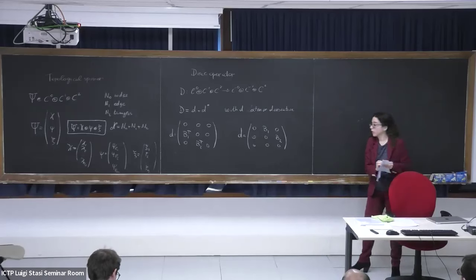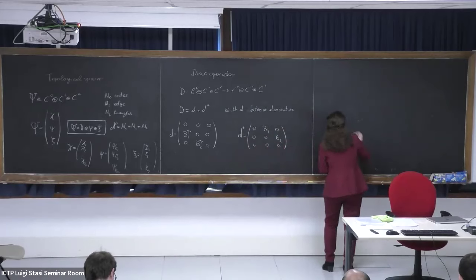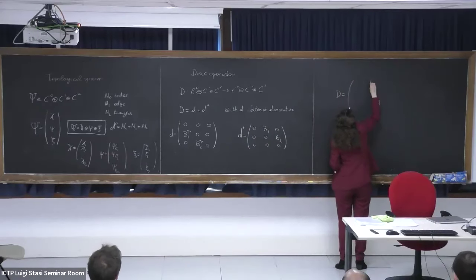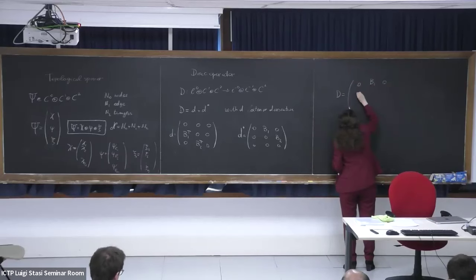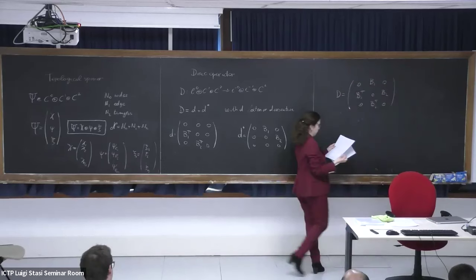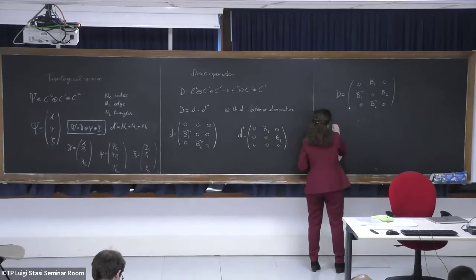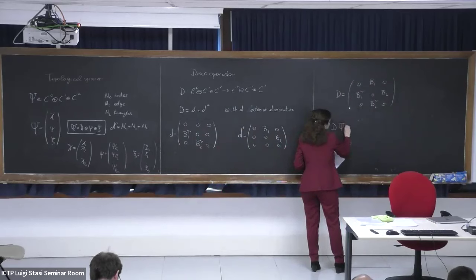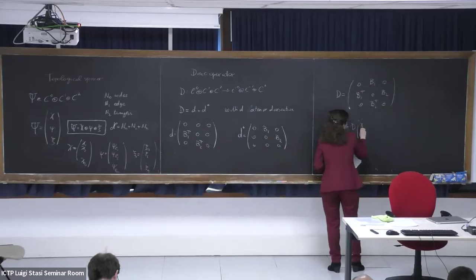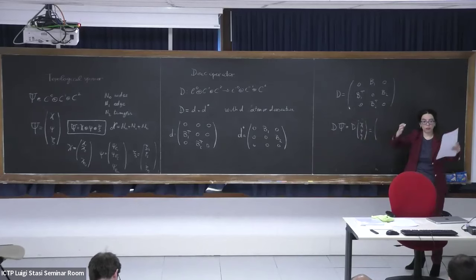This star version is B1 transpose, 0, B2 transpose. Okay, so how does the Dirac operator act on a topological spinor? So D applied to chi, the topological spinor of node, edge, triangle.